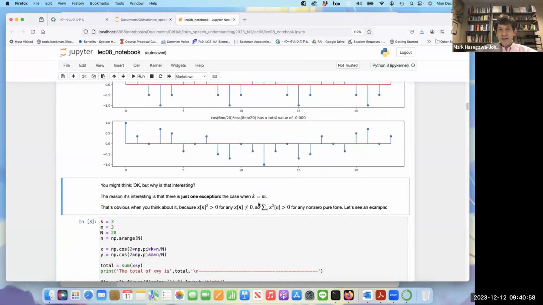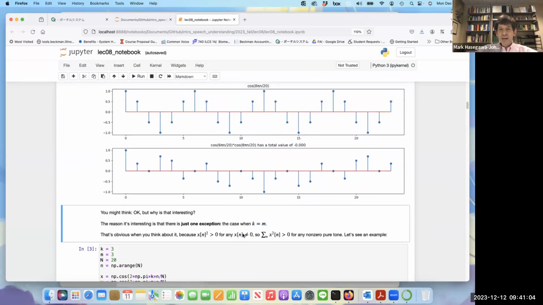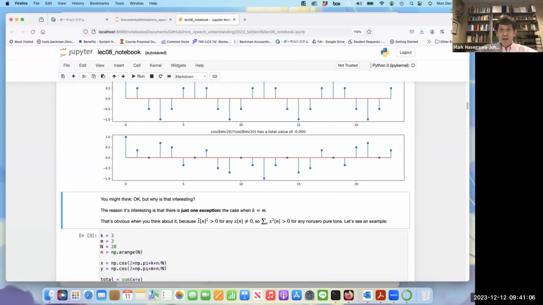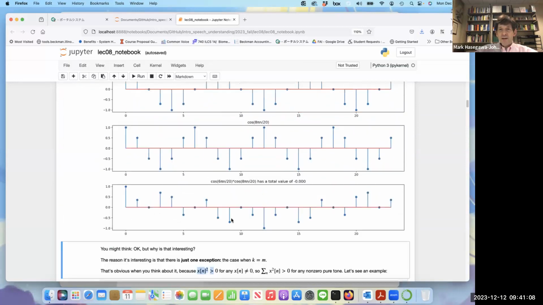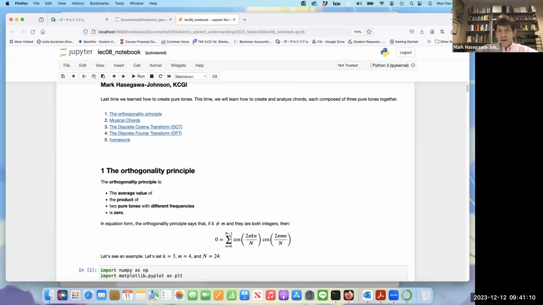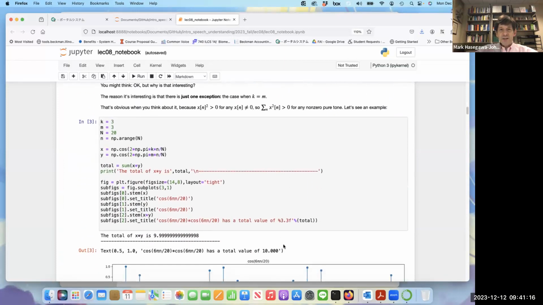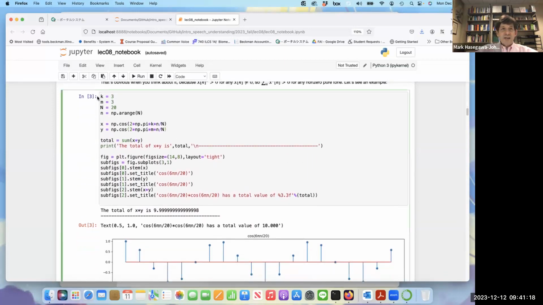The second idea is that there's only one exception. The exception, when k is equal to m, is the only exception. If k is equal to m, then I'm creating x squared of n, right? So I've got the cosine of k over n times the cosine of k over n, and that product is not 0. Let me set k equal to 3, m equal to 3, and multiply those two signals. And the total is now a large number, it's 10.